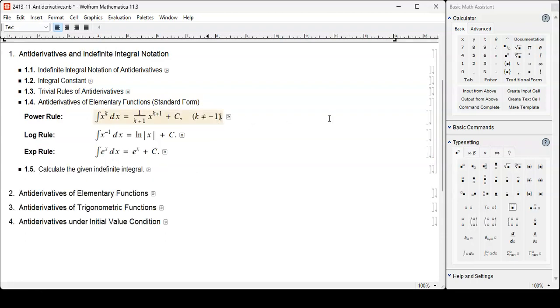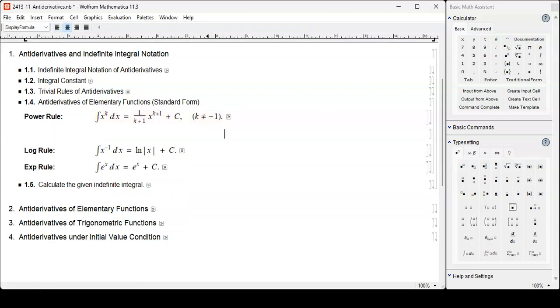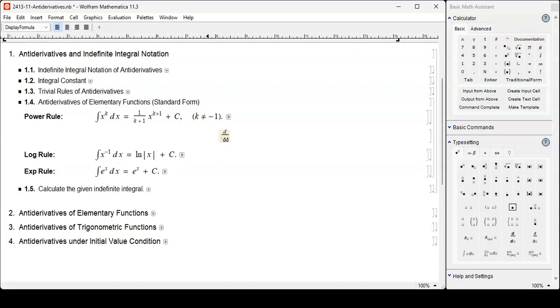The power rule. If you take the derivative of a certain function, what's the derivative computation? Multiply by the power and subtract 1 from the power. That's the computation, isn't it? That's how you do the derivative computation.